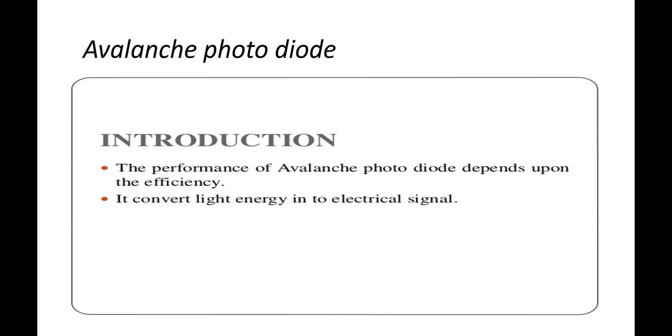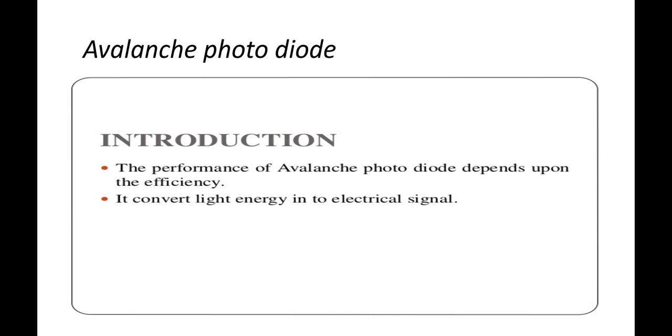Now going to the avalanche photodiode. How it works, how it is introduced, its performance and so on. In the introduction part, the performance of the avalanche photodiode depends upon its efficiency. It converts the high energy light into an electrical signal. What is meant by photodiode?